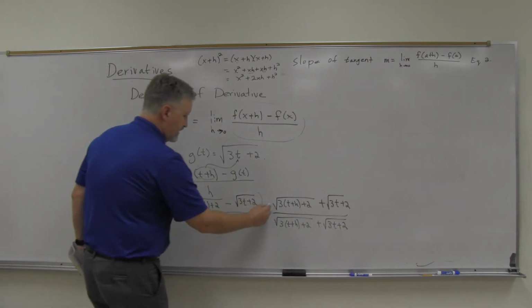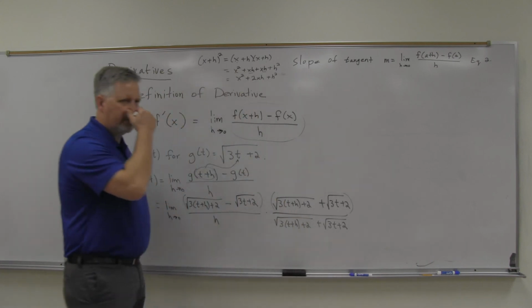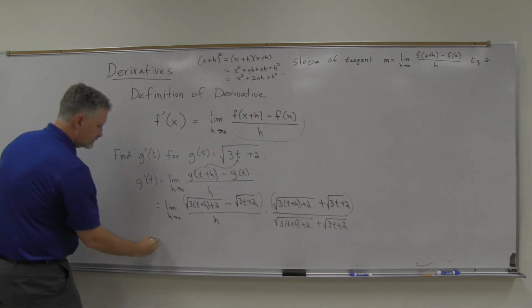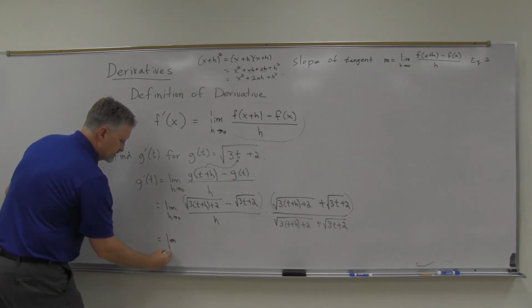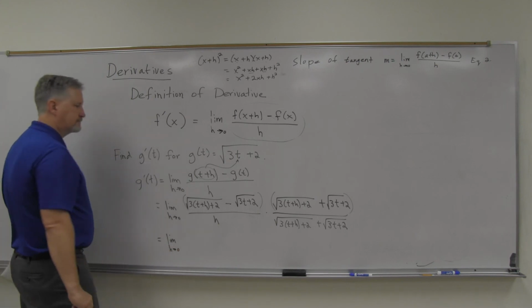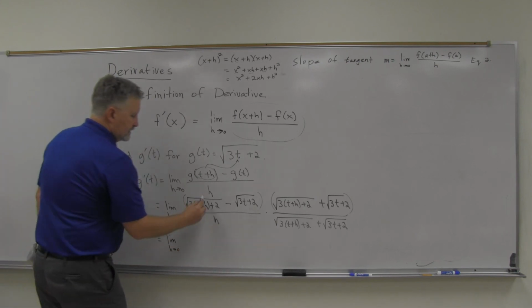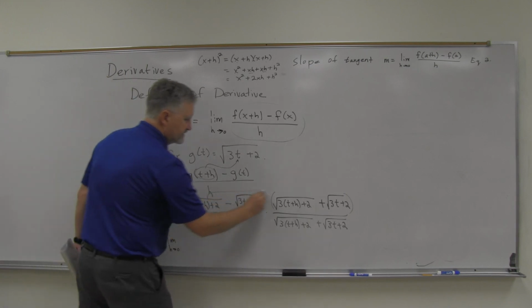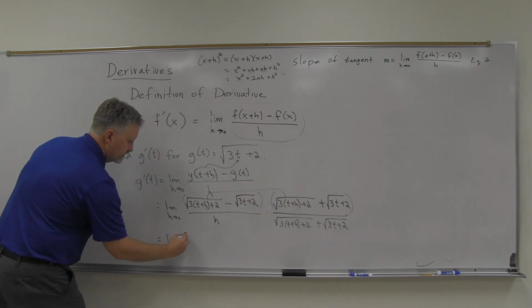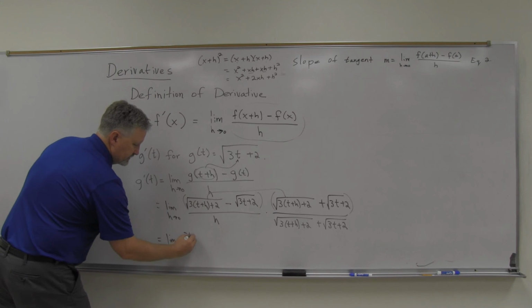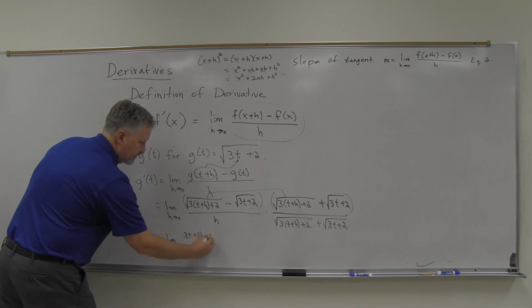Because when I do that, the top turns out pretty nice. All right? So the limit as h approaches 0. So yeah, the reason it turns out nice, this times this, the square roots go away, so it's just 3. That's right, it's 3t plus 3h plus 2. I'm going to distribute the 3 there.